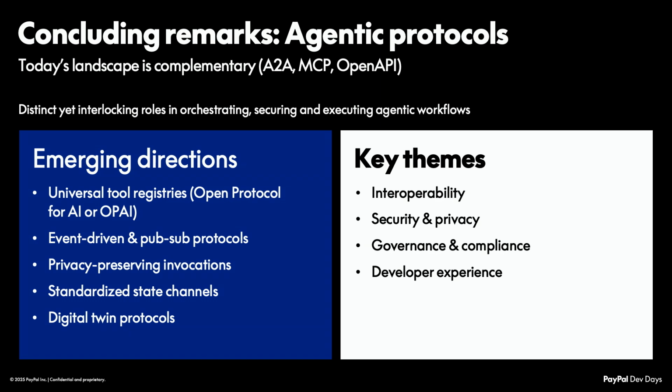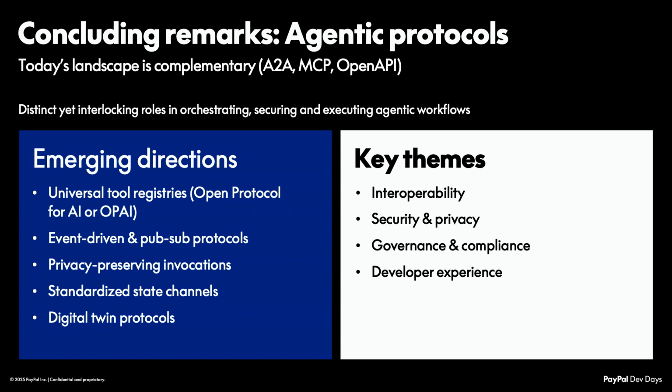Some of the emerging directions here are, first, universal tool registries. Could there be centralized locations for agent discovery? And here, Open Protocol for AI, or OPI, and other emerging protocols are now also something for us to consider. Then event-driven and pub/sub protocols, where you want real-time integrations as well. When an event is triggered, maybe you want to trigger the agentic flow upon that event, so event-driven and event-aware mechanisms become important.